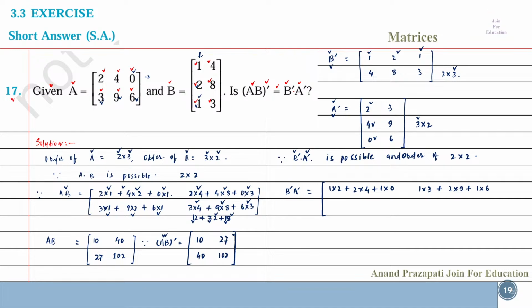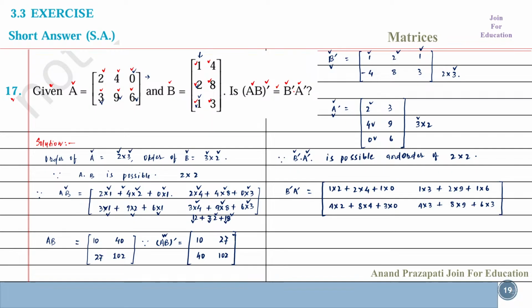For the second row multiplied by the first column, then we get here 4 into 2 plus 8 into 4 plus 3 into 0, and here will be 4 into 3 plus 8 into 9 plus 6 into 3. After that there is no problem to understand up to this step.